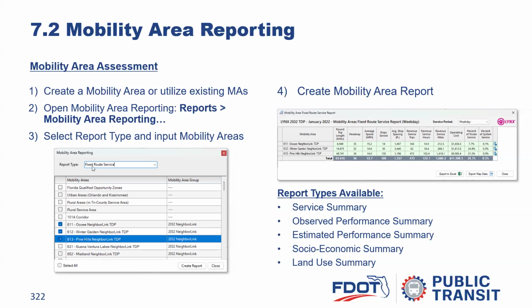So in this case, we select fixed route service as the report type. So I'll just highlight that. Here's our fixed route service report type. We selected three mobility area links as an input, 6, 11, 12, and 13, and we hit create report here. And those three are summarized in our service reports, right? So instead of seeing one summarized like we saw earlier, where you can see each individual route and then the total, what we're seeing here is just the total for each of our mobility on demand areas.